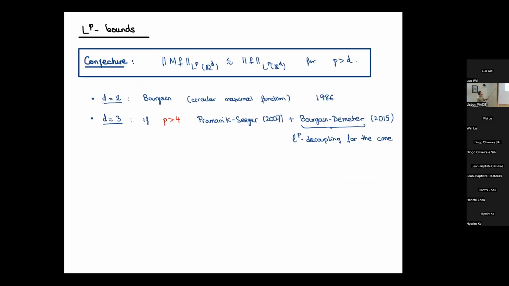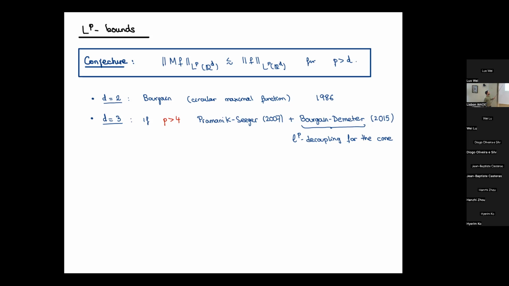And the conjecture here is that this maximal function should be bounded for all p greater than the dimension d. And this has been a conjecture that has been around for a while. This all started with the work of Stein for hypersurfaces, but this is the version for curves, which is harder. And in dimension 2, this was solved by Bourgain, the celebrated result on the circular maximal function.